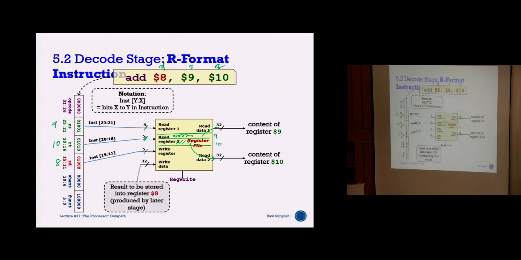And for the result to be stored, bits 15 to 11 are the write register. That means which register I am supposed to write to after I finish this particular operation. The last one is the write data. This write data is only available after I complete this instruction. Correct? That means I must pass through the ALU stage and the final write back stage, then the answer is available.